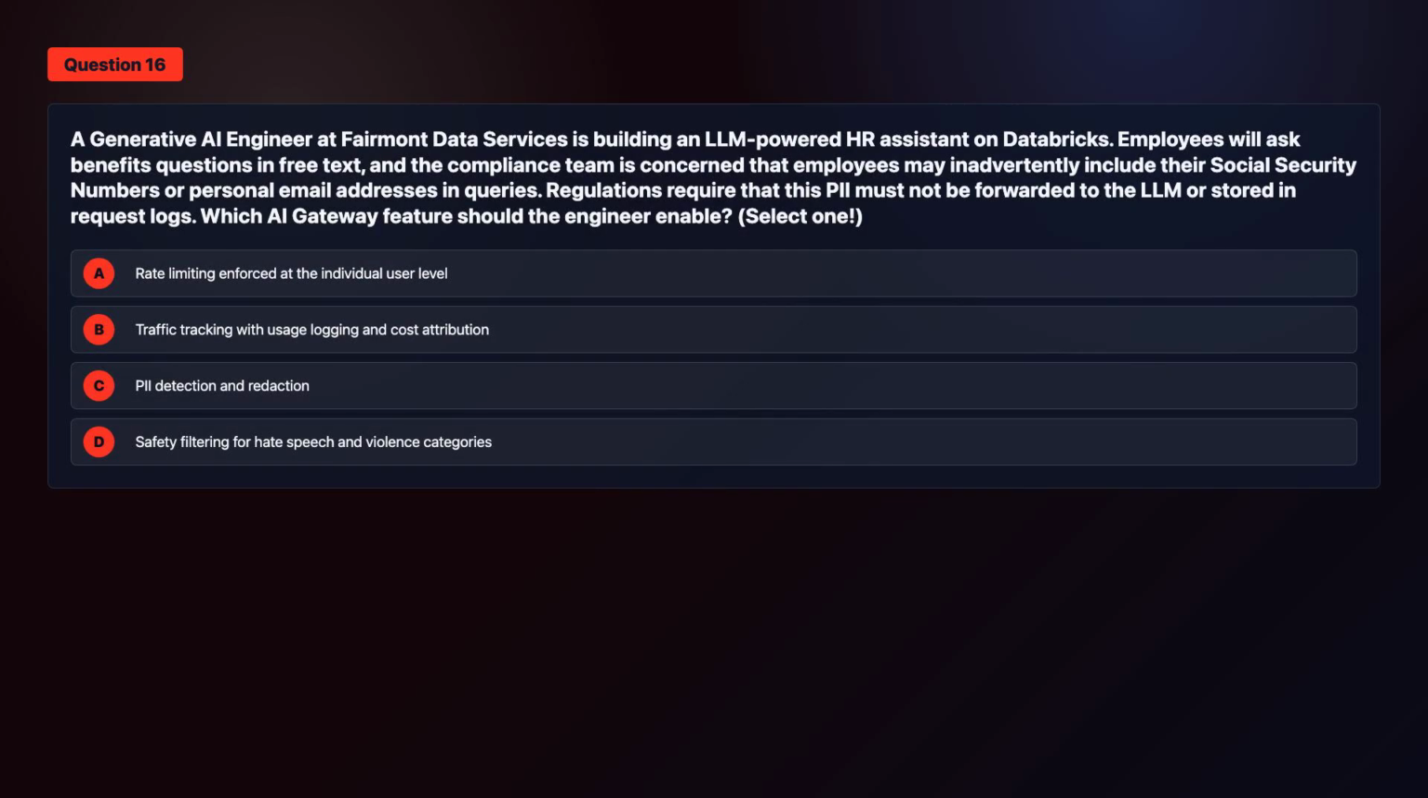A generative AI engineer at Fairmont Data Services is building an LLM-powered HR assistant on Databricks. Employees will ask benefits questions in free text, and the compliance team is concerned that employees may inadvertently include their social security numbers or personal email addresses in queries. Regulations require that this PII must not be forwarded to the LLM or stored in request logs. Which AI gateway feature should the engineer enable? Select one. Review the answer choices on screen.